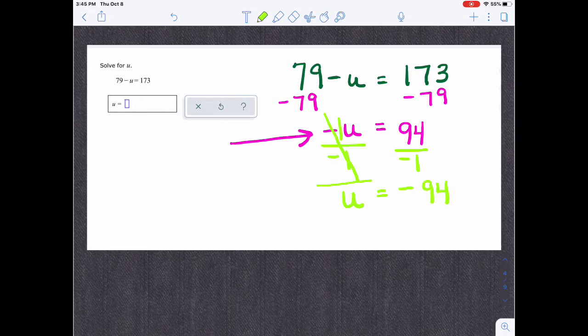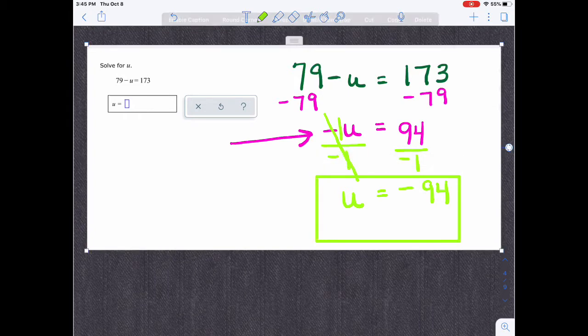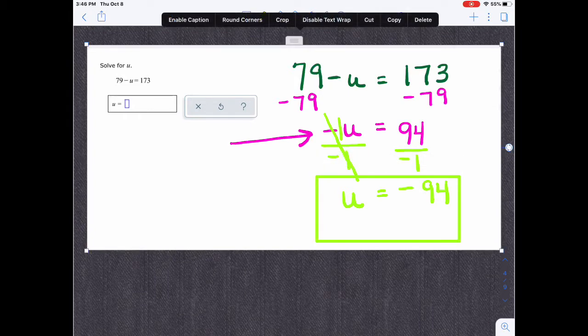Another way to look at that is every time you see this negative in front of your variable, you're going to end up switching the signs. You're going to end up with a positive and then switch and get the opposite sign on the other side.